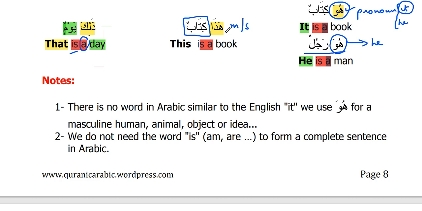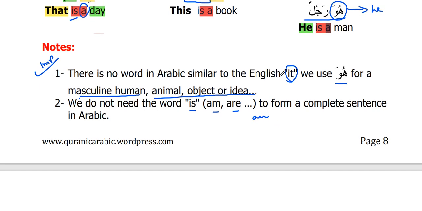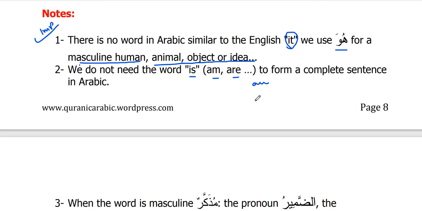And the demonstrative pronouns hadha and dhalika are used for the nouns aqil and ghair aqil. So note, very important, note this point that we use huwa for masculine humans, animals, and objects or ideas. As I told you, huwa can be used for males, aqils and ghair aqils, object or idea. So this is important, and we do not need is, am, are, and a in Arabic. So this is the most important point. When you learn Arabic, know that there are no such things in Arabic.